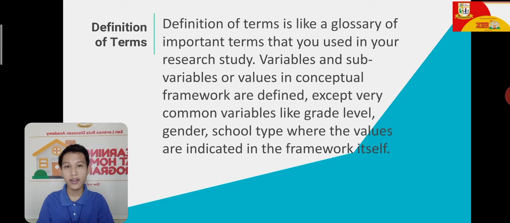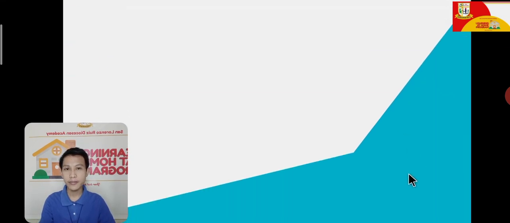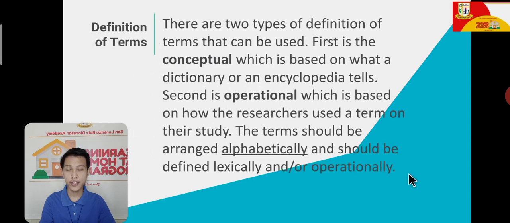And we will make a glossary, like a compilation of terms that are used in our study, and they will be compiled in a part of the research, which is the definition of terms. Okay? So, what are the basis for writing the definition of terms? There are two types of definition of terms that can be used. The first one is the conceptual, and the second one is the operational definition of terms.